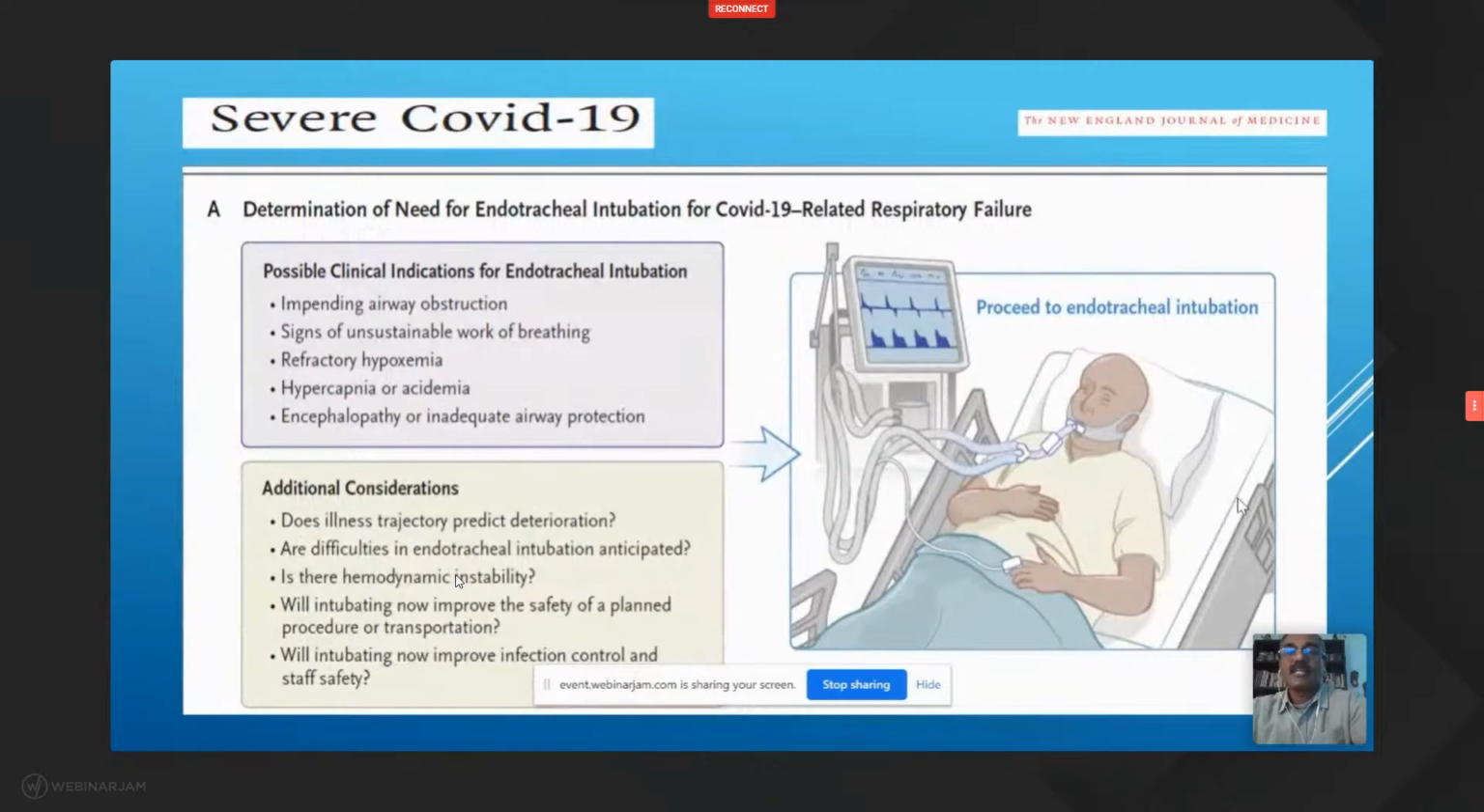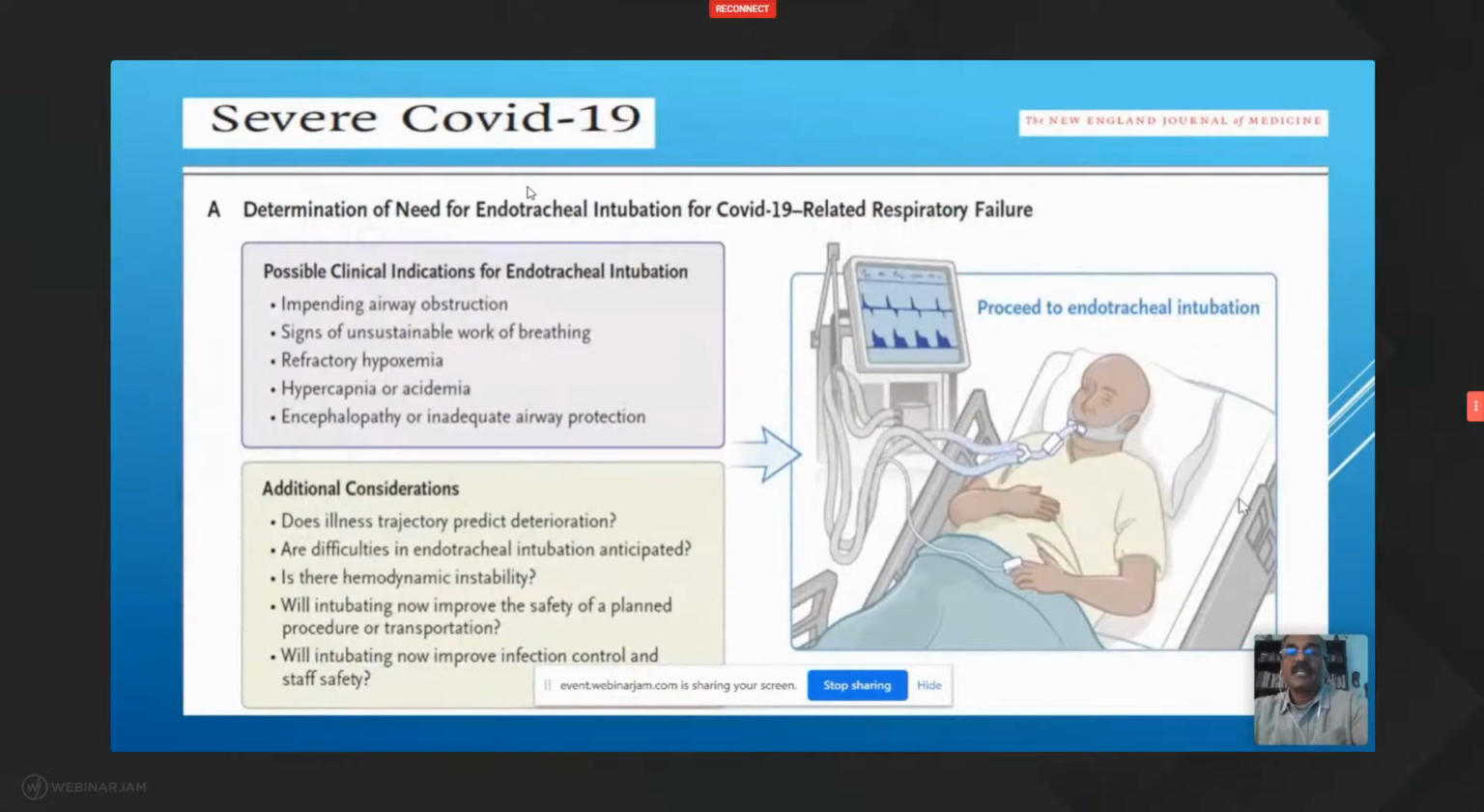So the possible clinical indications for endotracheal intubation could be an impending airway obstruction, signs of unsustainable work of breathing, refractory hypoxemia, hypercapnia or acidemia, the patient tiring out or having a secondary disease process like COPD or bronchial asthma which is making it worse, and encephalopathy, where the patient becomes drowsy because of either the cytokine storm or because the increasing effort and hypoxia are making him more encephalopathic, or the possibility of inadequate airway protection.